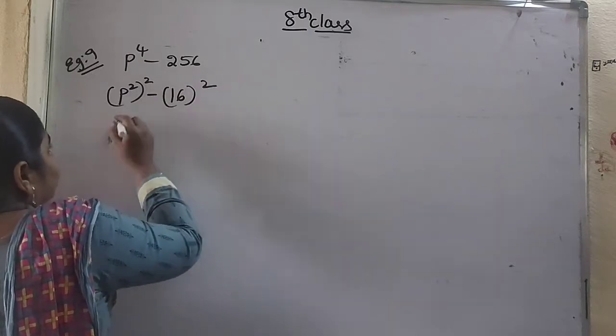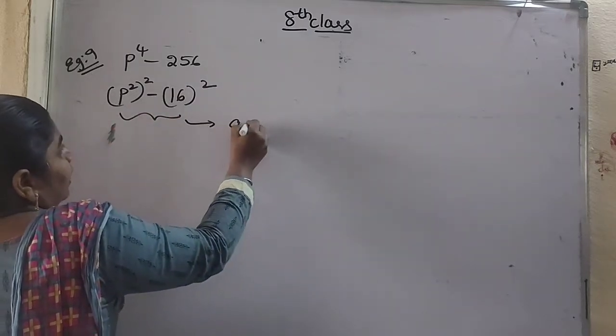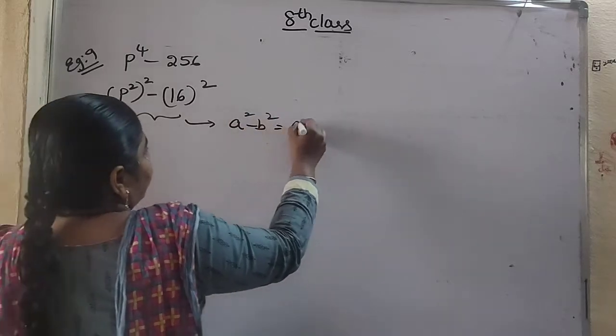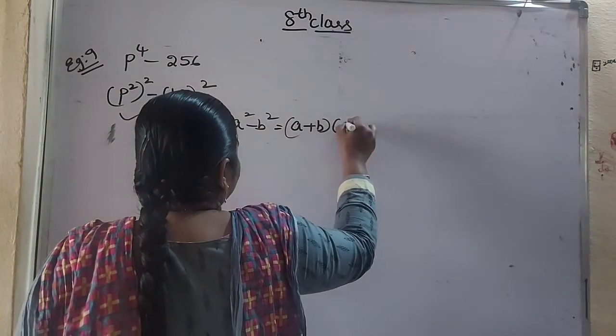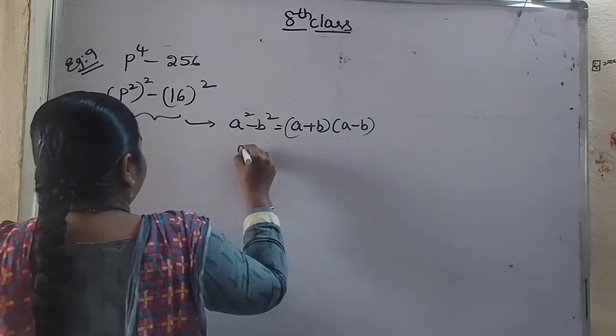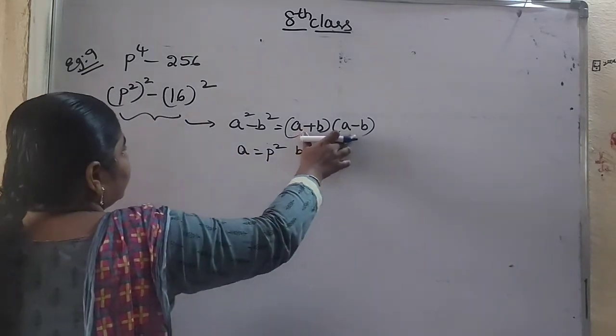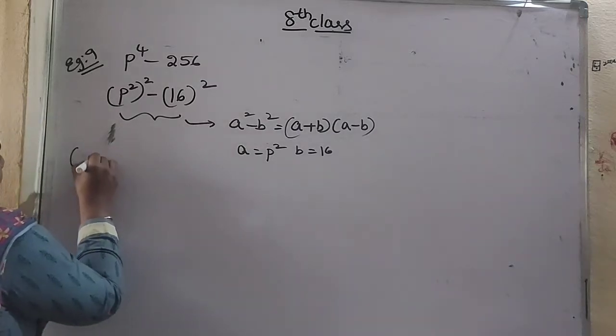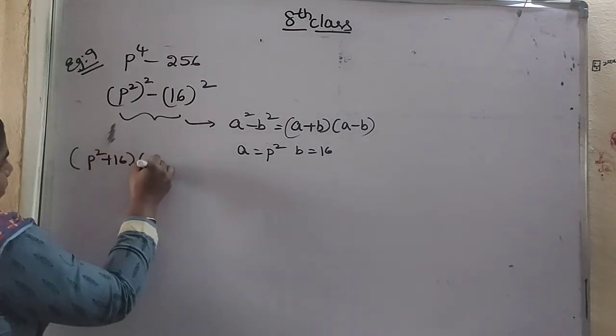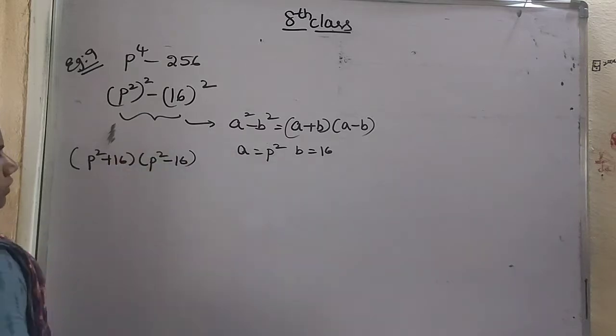So this is in the form of a square minus b square, which we can write as a plus b into a minus b. So the a value is p square and the b value is 16. Now first we convert to this form, that is p square plus 16 is one factor and p square minus 16 is the other factor.